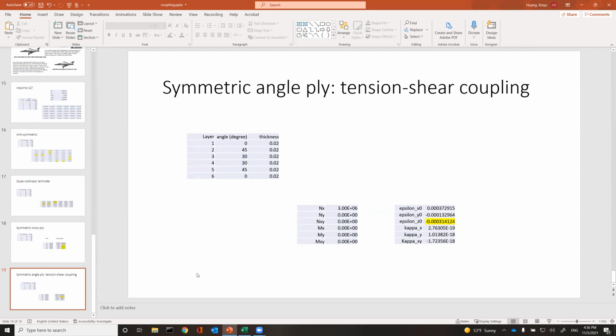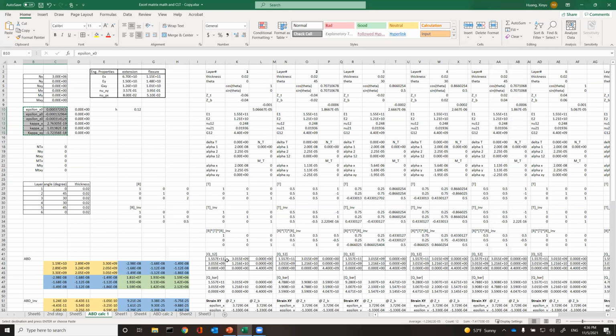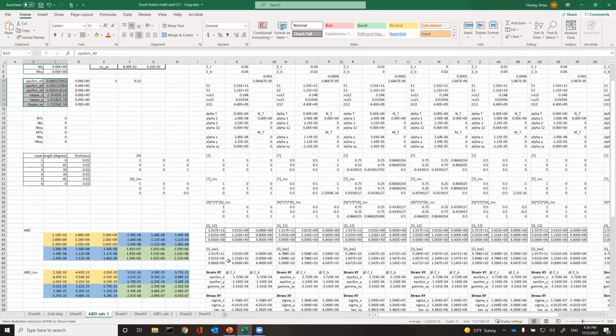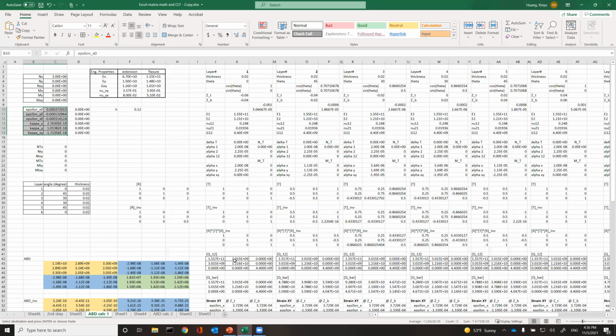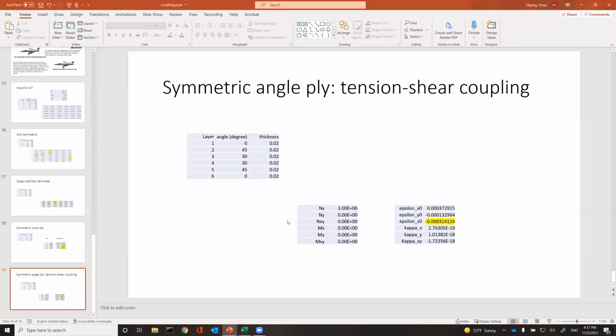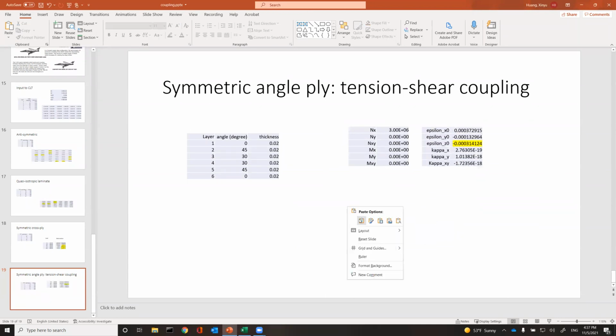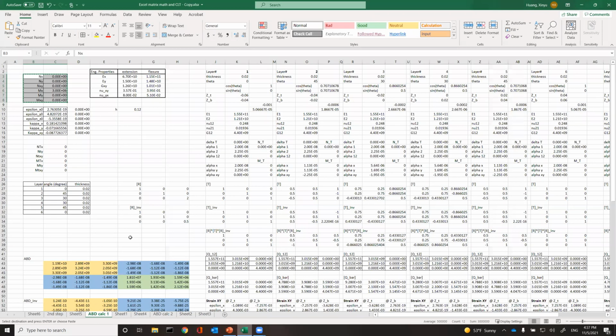Now I want to look at what if I bend this angle ply? I want to bend it. And the way you bend it is you apply a moment. I zero out this tension load. I apply a moment. Let's say I got 3E6 here. This is a bending. This is when you pull in tension. This is when you put in bending, pure bending, no tension, just under bending load. And what is the deformation here?